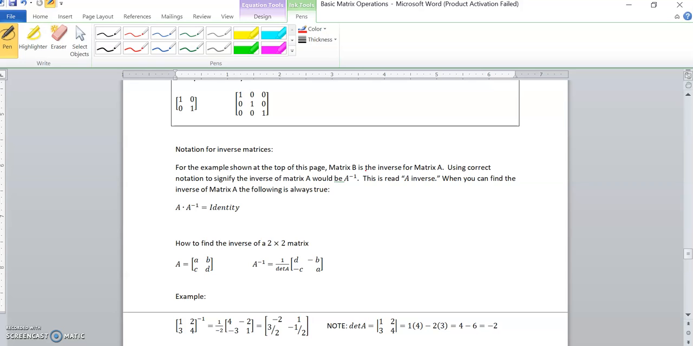And there's a notation for that, just like we would have x to the minus 1 or 8 to the minus 1. That is the inverse function, to have a negative exponent. So when we refer to a matrix's inverse, we would say the original matrix, in this case A, to the minus 1. All right, so it says when you can find the inverse of matrix A, the following is always true. If you take A times its inverse, you will get the identity matrix.